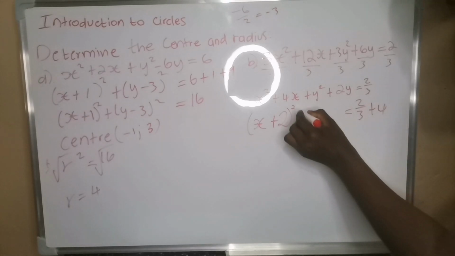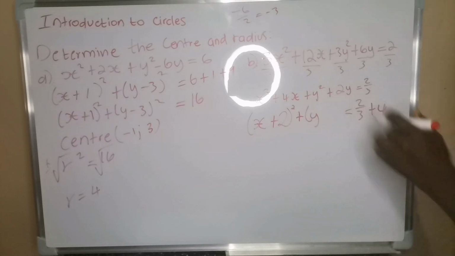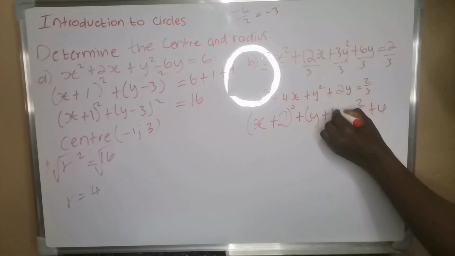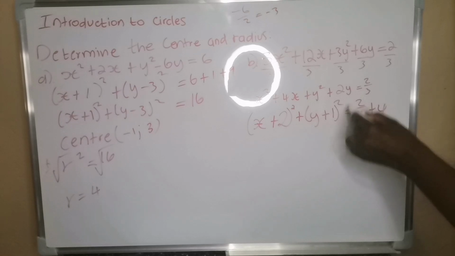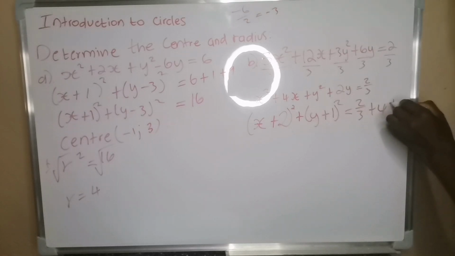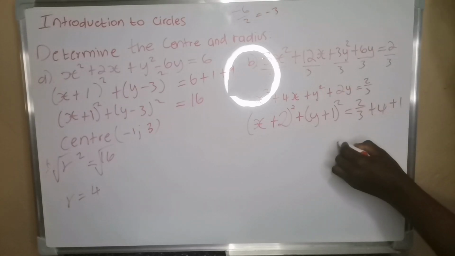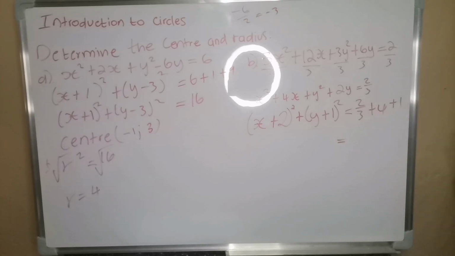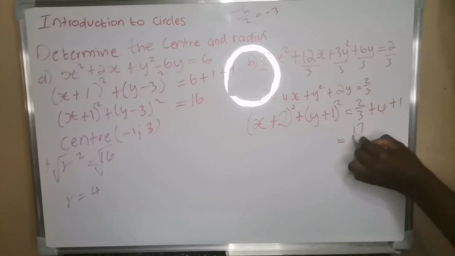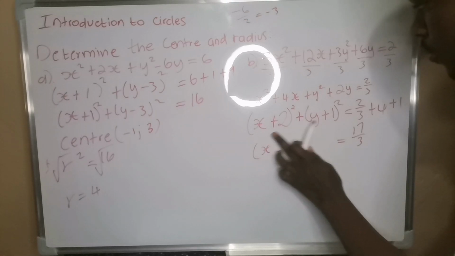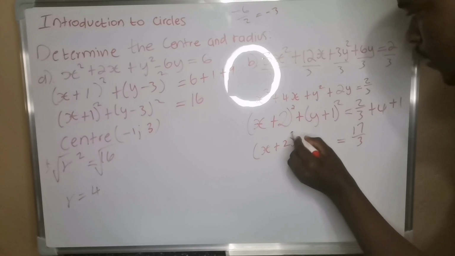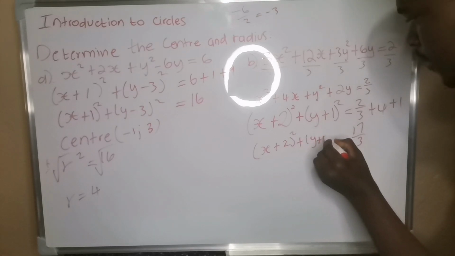Plus y, half of 2 is 1. 1 squared is 1. Negative 1 on the left, positive 1 on the right. Hope you can listen to me. 2 over 3 plus 4 plus 1 is 17 over 3. And then you have x plus 2 squared plus y plus 1 squared.